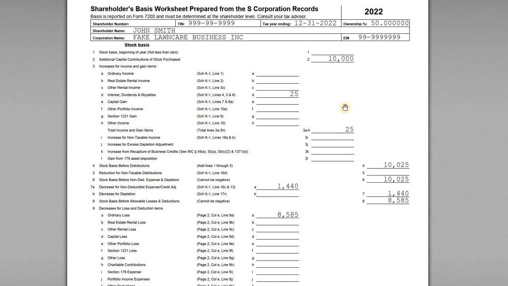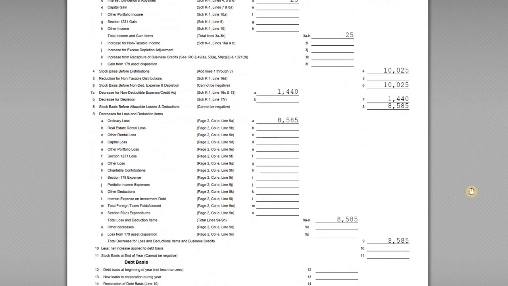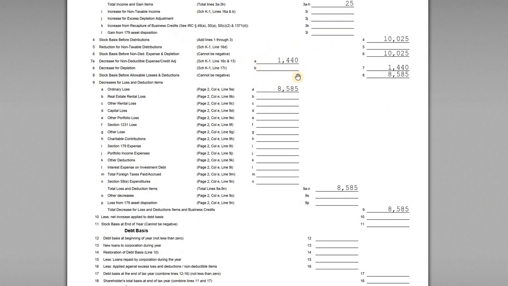So when we look at basis, we're looking at a couple of things here. So basis is increased by capital contributions made to the company. It's increased by positive allocations of income. So we have the interest and dividends. And then it's reduced by non-deductible expenses first, right? So we see decrease for non-deductible expenses and then decreases for ordinary loss items.